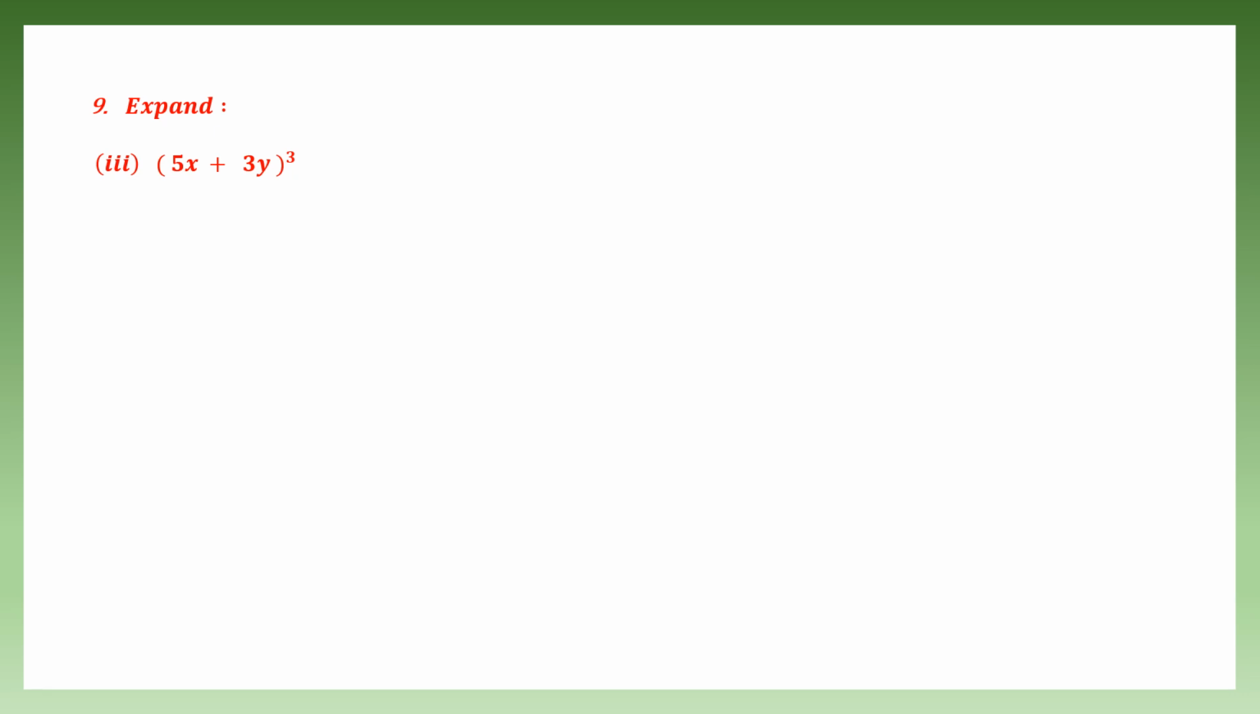Question 3 here. So this time this is a binomial raised to the power of 3, isn't it? Now this will be in the form of a plus b the whole cube. So what is the formula for that? So a plus b the whole cube is equal to a cube plus b cube plus 3ab into a plus b. So we're going to apply this formula here, and in that case a will be 5x.